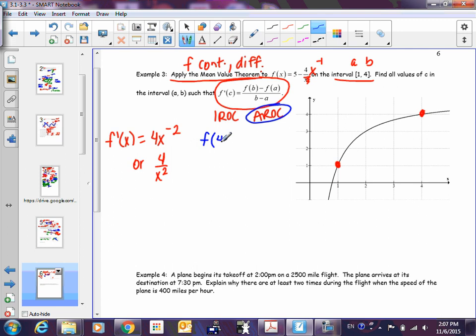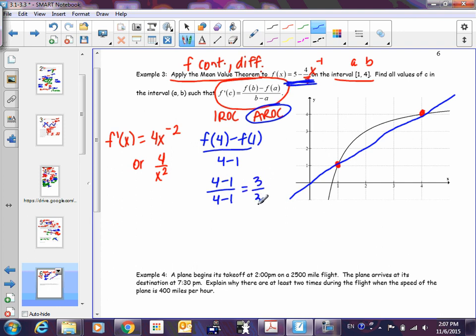So this is going to be f of 4 minus f of 1 over 4 minus 1. So you could either plug in 4 or 1 into the original, or you could actually use rise over run since we're given a graph. So it looks like up 3 over 3. If you were to actually plug this in, your work would look like this. So what we want to do next is set that derivative equal to our average rate of change. And I'm going to go ahead and put it as 1 over 1 so that we can cross multiply.